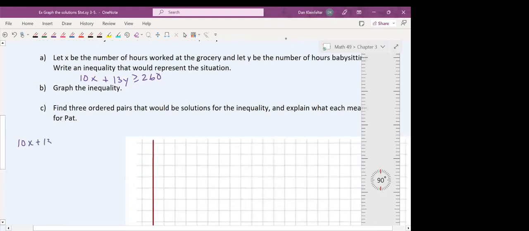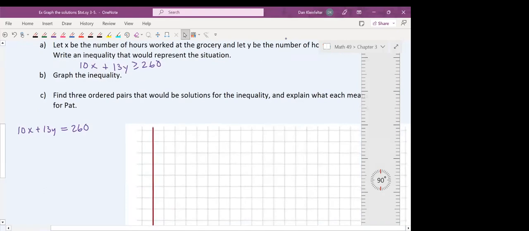10x plus 13y equals 260. I'm going to graph the boundary line first. So once again, with the intercepts, I think that's nice. If x is 0, y will need to be 20. And then if y is 0, x will need to be 26.